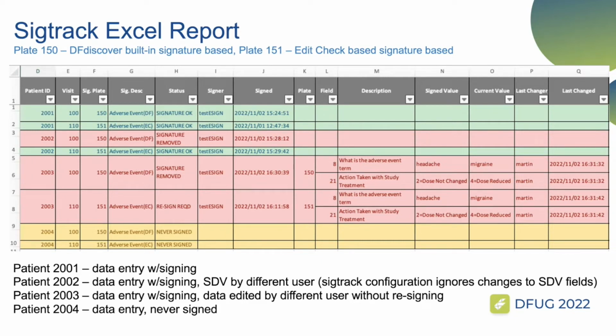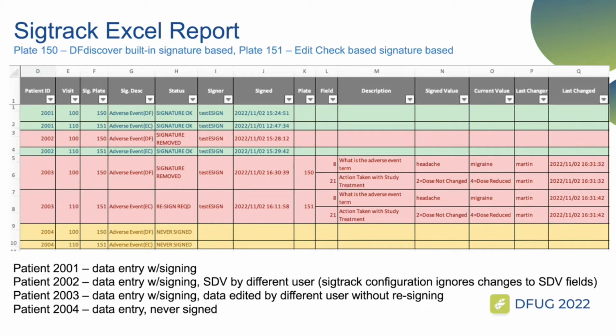Now, these timestamps that you see here, the signed and the last changed, are in server time, because if you have sites all the way around the world, you may have somebody signing in Africa and somebody in Seattle making a change. So we want the timestamps to be consistent. So this is whatever time zone your DFdiscover server is in.